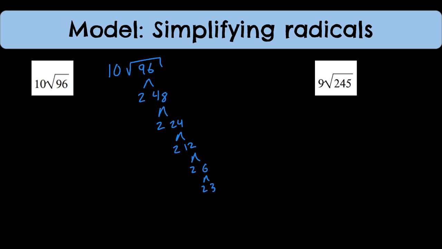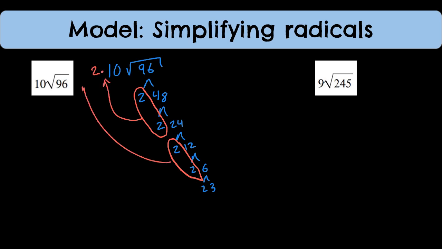And then what we're going to do is find our pairs. 2 and 2, 2 and 2, and we're left with the 2 and 3. We can't factor those out. So this will become a 2, this will become a 2, and now we simplify everything. On the outside of the radical, we have 2 times 2 times 10, or 4 times 10, or 40. And on the inside of the radical, we're left with 2 and 3. So that's 6. So our answer is 40 times the square root of 6.